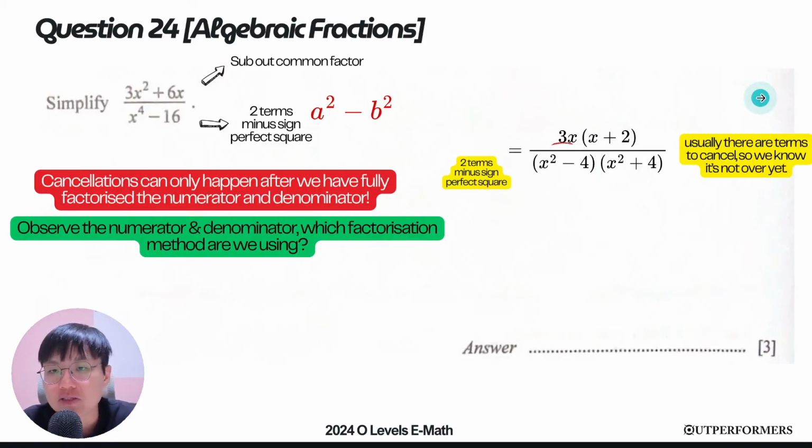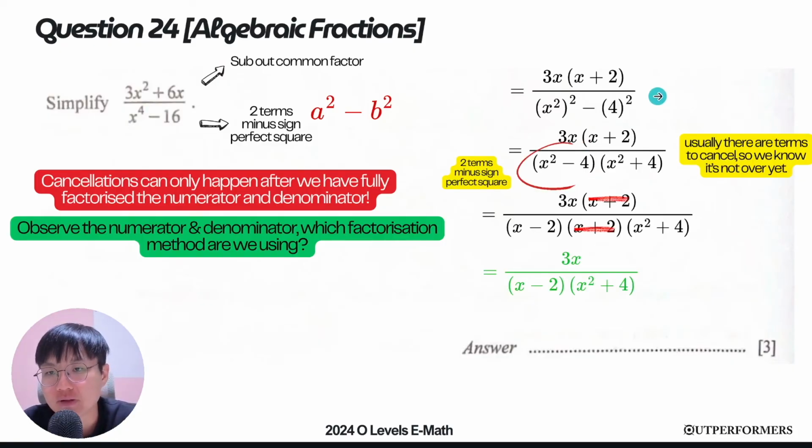Okay, so in this case, let me put out everything first. In this case, we can put it as 3x times x plus 2. Okay, and at the bottom, one thing you can actually do first is x square minus 4 whole thing square. Alright, and that allows you to factorize it to x square minus 4, x square plus 4.